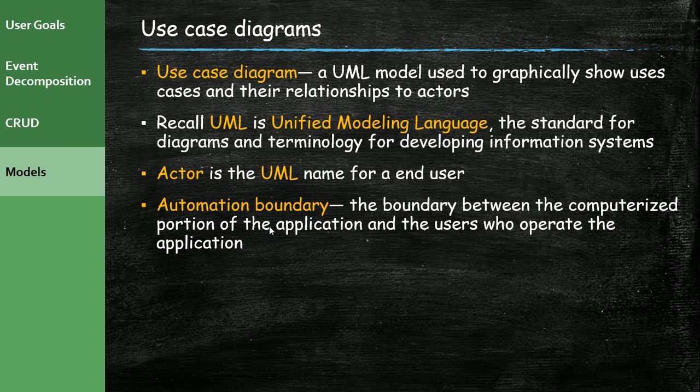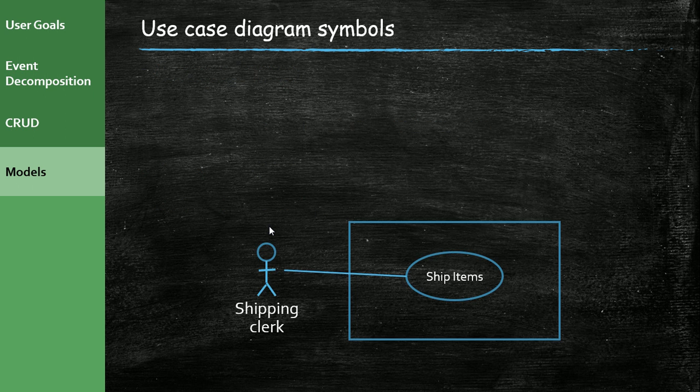We have an automation boundary. Again, these are UML terms. Actor is a UML term. Automation boundary is a UML term. It's the boundary between the computerized portion of the application and the users who operate the application. So again, everything inside the automation boundary is the system that we're designing. Everything outside the automation boundary are the actors that are interfacing with our system.